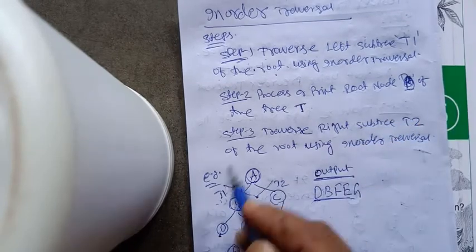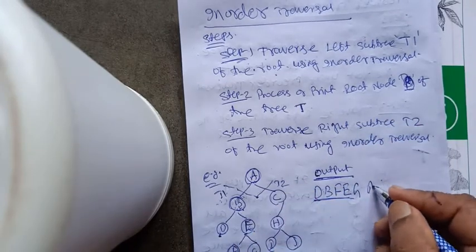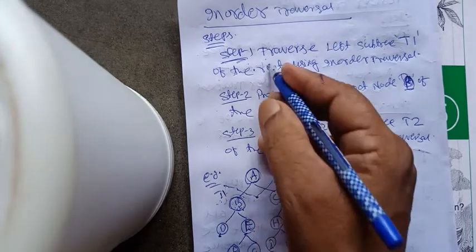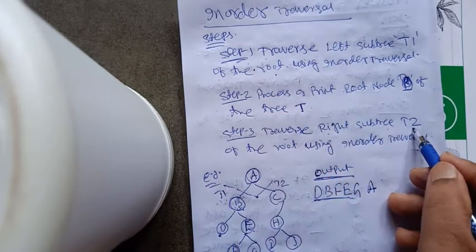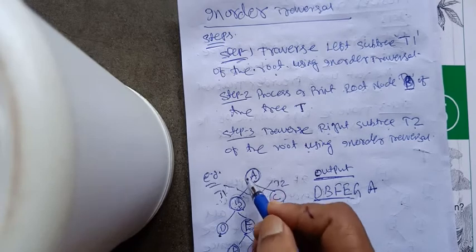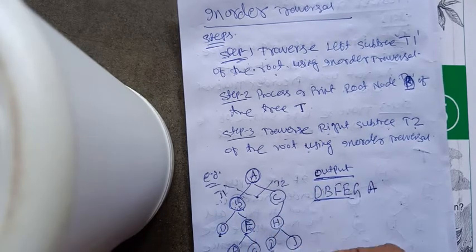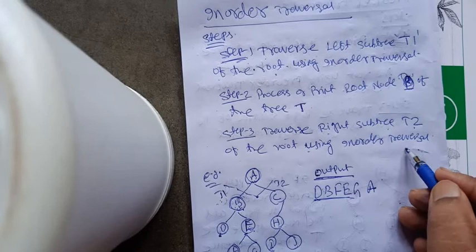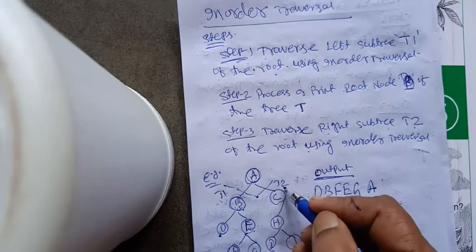So who is root of the entire tree? A. So A will be processed now. Okay. Then go to step 3. Traverse right subtree T2 of the root. So root is A. Now go to its right subtree, and this right subtree will be traversed, but using inorder. So using inorder means find out who is root of right subtree, C.